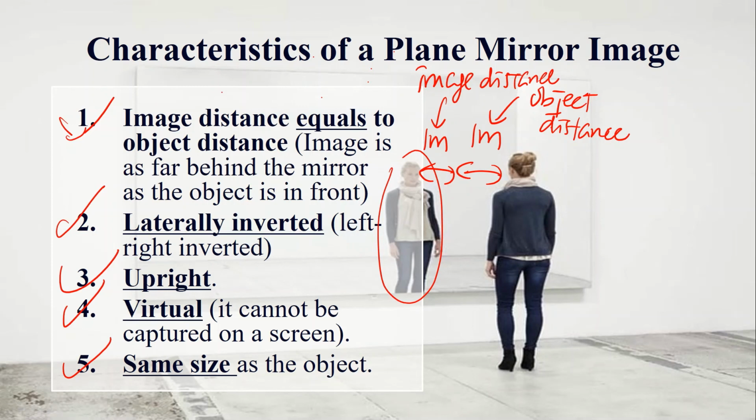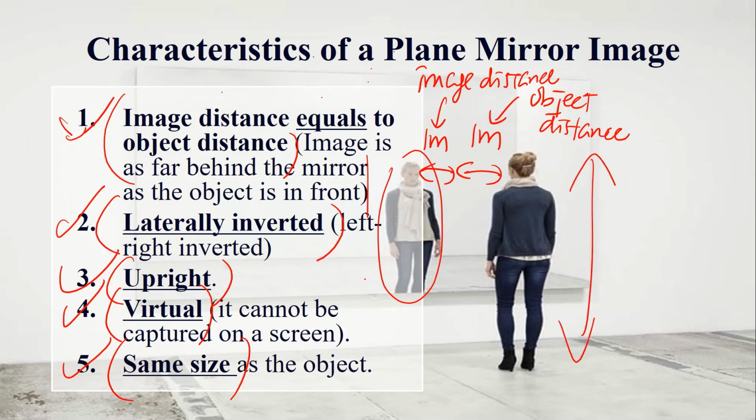We also learned about the characteristics of images formed in plane mirrors. The image distance equals the object distance. It's laterally inverted. It's upright. It's virtual and the same size as the object. This is something that I forgot to cover just now. The size of the lady should be equal to the height of the lady in the image in the mirror itself.